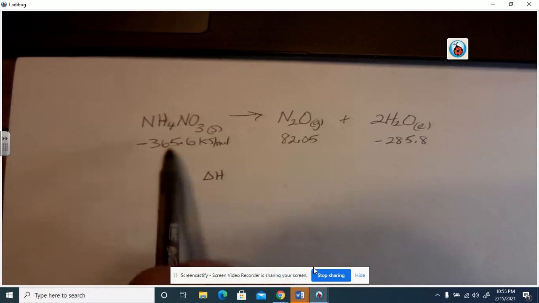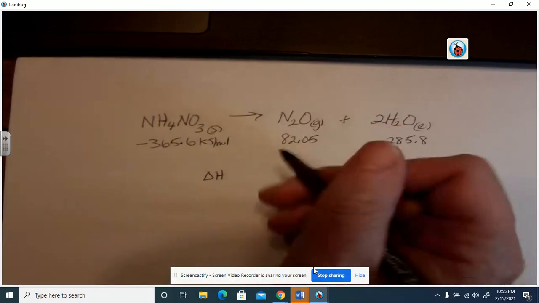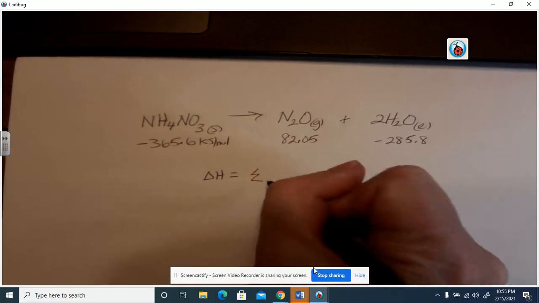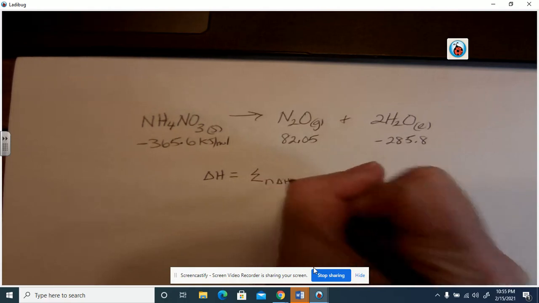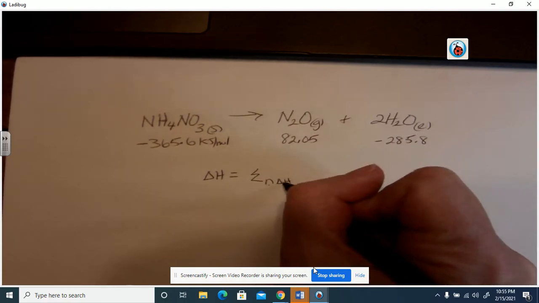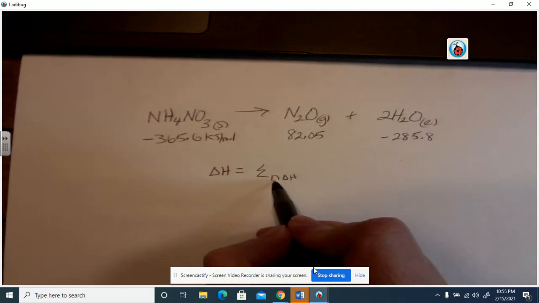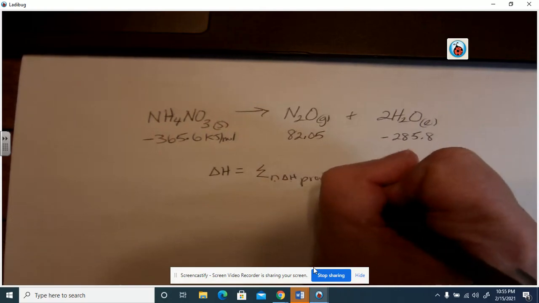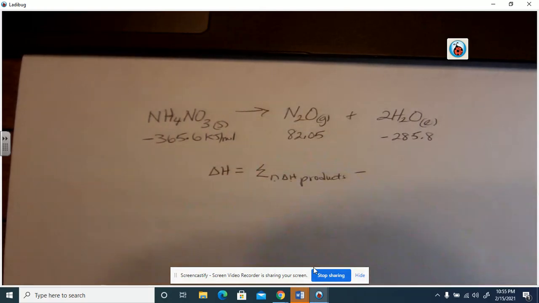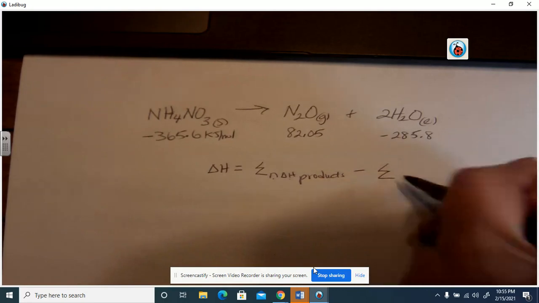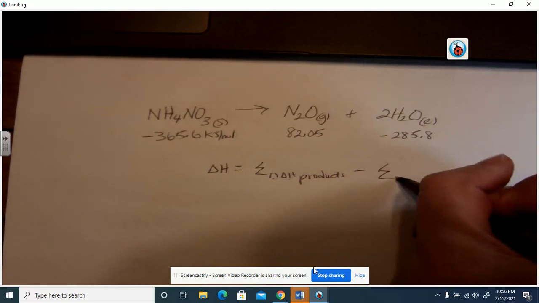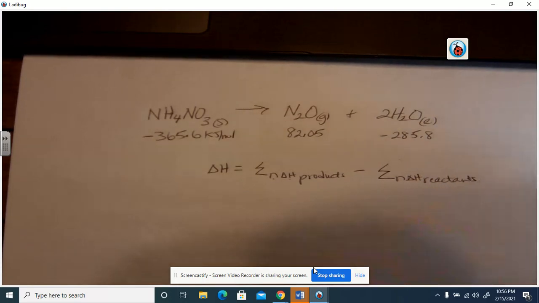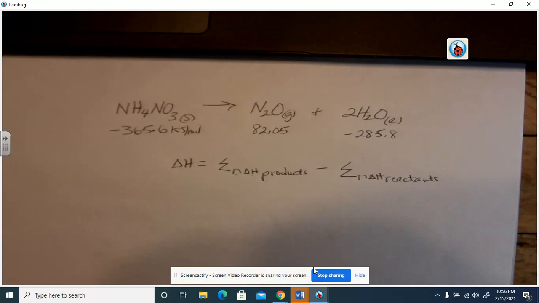Before we do anything else, let's remember what our formula is. If you're going to calculate delta H, we're going to have the sum of the moles times the change in the enthalpies. So remember, this basically means coefficients times the delta H of the products come first, minus the same thing for the reactant side: the sum of the moles times the delta H of the reactants. We know that. So now let's start plugging stuff in.